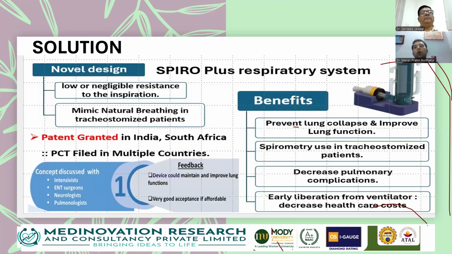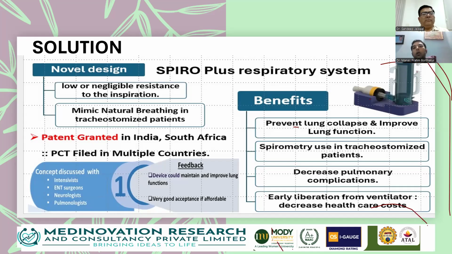The ultimate product which we got was preventing the lung collapse and improving lung function. It enabled the use of spirometer in these patients. Till now, there are no devices that enable spirometry in tracheostomized patients. Spirometry means blowing the balls; most of you must have seen the 3 balls you have to blow with your mouth. Tracheostomized patients cannot use it, but with our device they will be able to use incentive spirometry as well. And it will decrease complications and decrease healthcare costs by decreasing the length of stay in the ICUs.